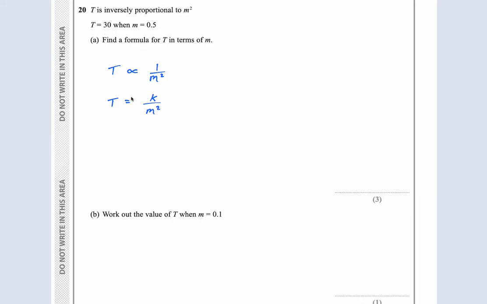Okay, then he tells us T is 30 when m is 0.5. So k over 0.5 squared. I just sub in 30 and 0.5.